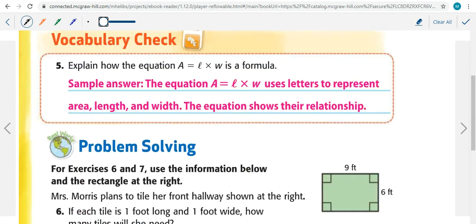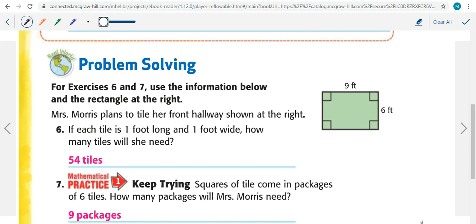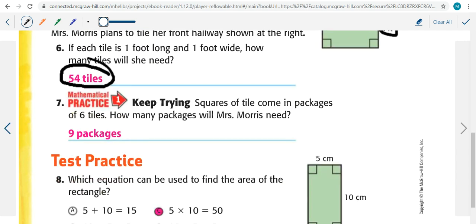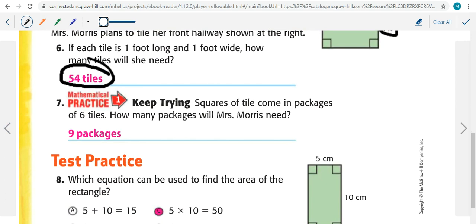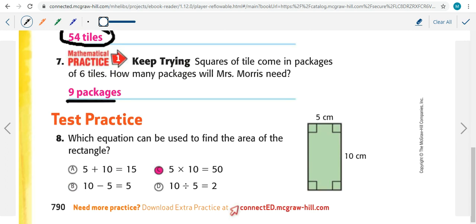Now, for exercise number 6 and 7, use the information below. Mrs. Morris plans to tile her front hallway shown at the right. If each tile is 1 foot long and 1 foot wide, how many tiles will she need? You multiply 9 times 6 is equal to 54. Squares of tile come in packages of 6. How many packages will Mrs. Morris need? 9 packages.